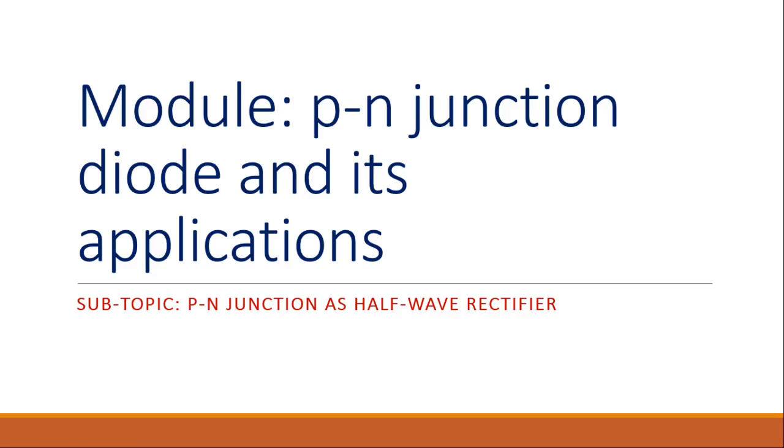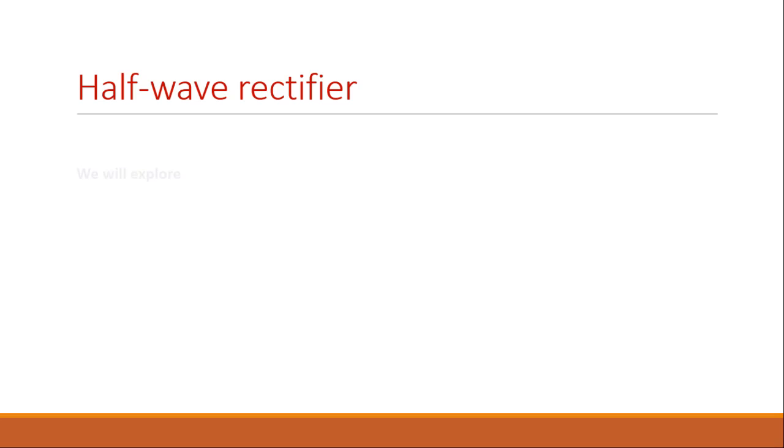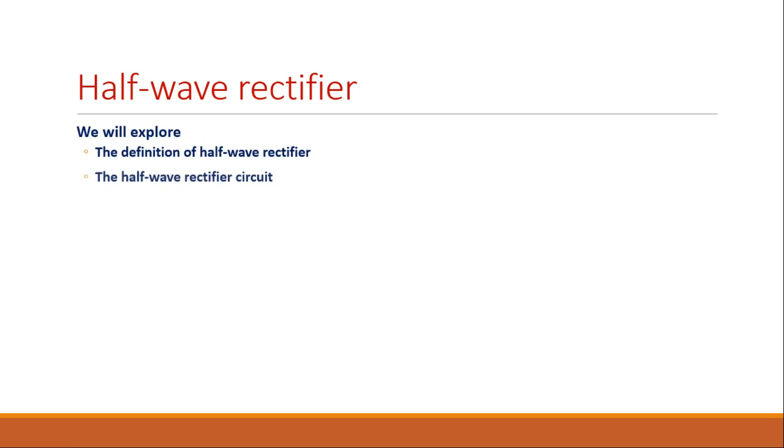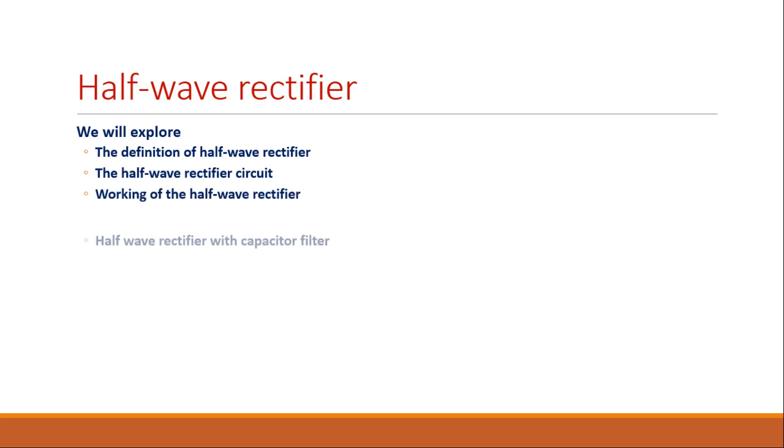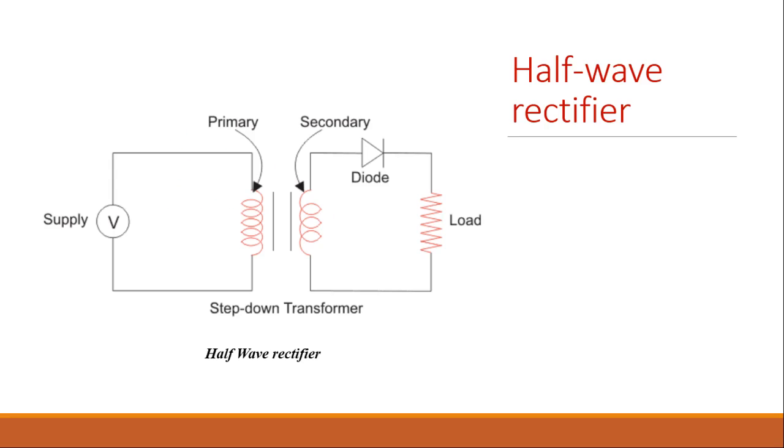Hello everyone and welcome to the module PN junction diode and its applications. Here we are going to see the application of a PN junction diode as half wave rectifier. We are going to explore the definition of half wave rectifier circuit, the actual circuit of half wave rectifier, the working of half wave rectifier, and what happens when the half wave rectifier is used with a capacitor filter.